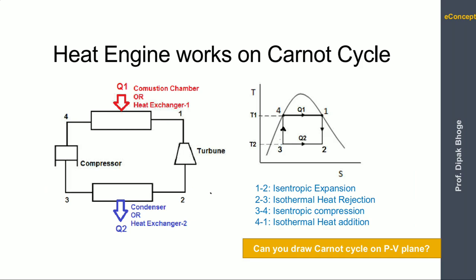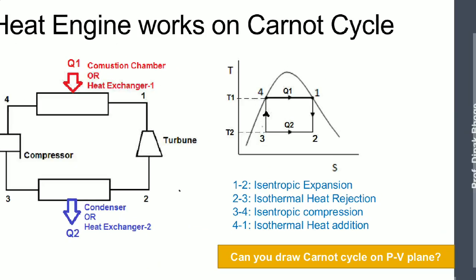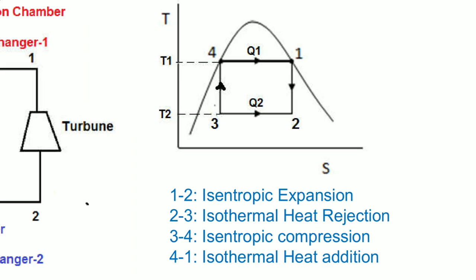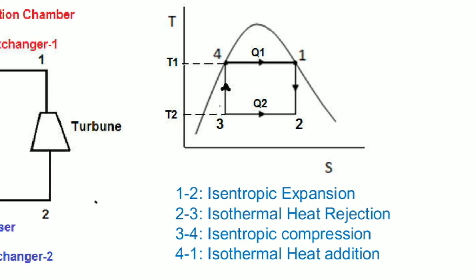Now this heat engine works on the Carnot cycle, and this Carnot cycle possesses 4 processes, and those are: 1 to 2 is isentropic expansion in the expander, generally we call it as a turbine. 2 to 3 is the isothermal heat rejection in the condenser or heat exchanger. 3 to 4 is the isentropic compression in the compressor, and 4 to 1 is the isothermal heat addition in the combustion chamber or heat exchanger.